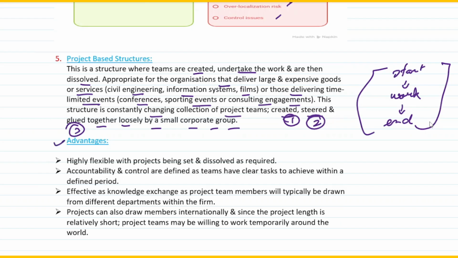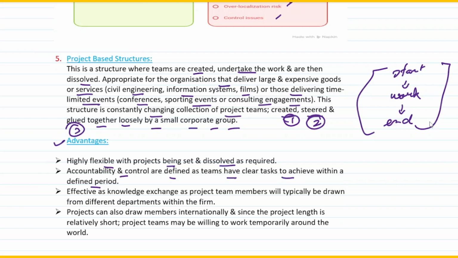First of all, it is highly flexible with projects being set and dissolved as required. So you started, whenever it is done, you are done with it and you just finish it off. Then there is accountability and control defined, as teams have clear tasks to achieve within a defined period. So basically you know what exactly you are doing. You already have specialists who know what their work is. You just finish it off and you just wrap it off, right?